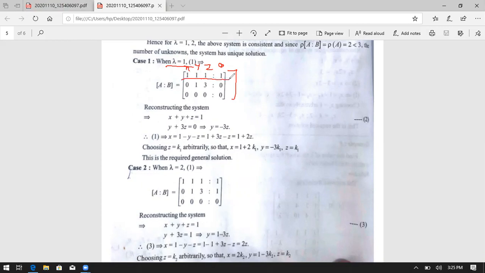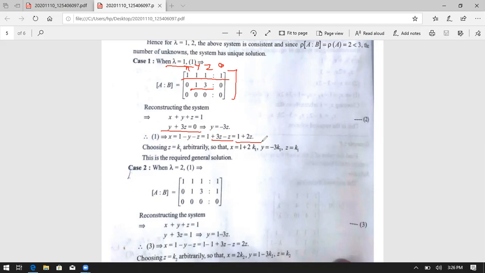Next, the second one, x is 0 there, y and z are there: 1y plus 3z is equal to 0. Then y is equal to minus 3z, plus 3z comes to this side as minus 3z. Next, substitute that value. Okay, x is equal to 1 minus y minus z, is equal to 1 minus, what is the value of y? That is minus 3z. So 1 plus 3z minus z is equal to 1 plus 2z. 3z minus z is 2z.